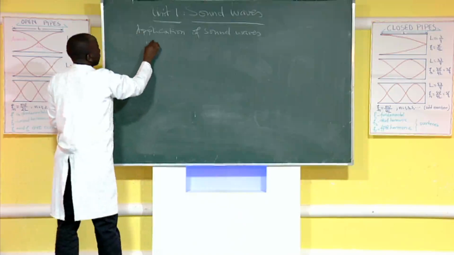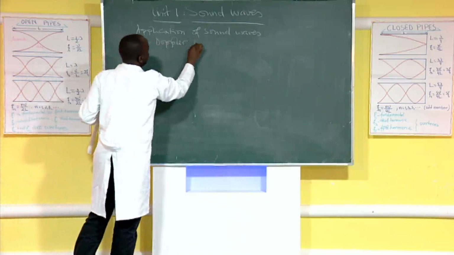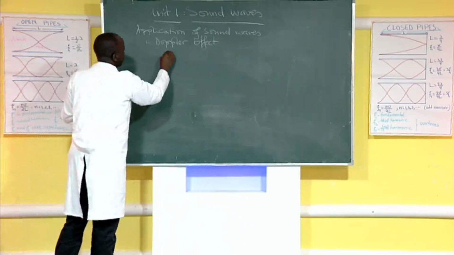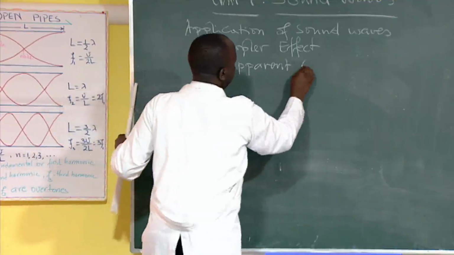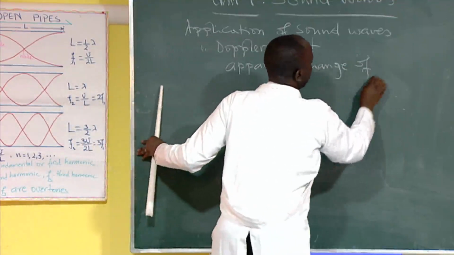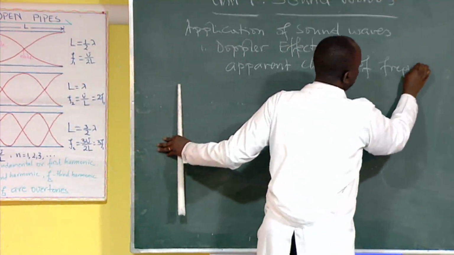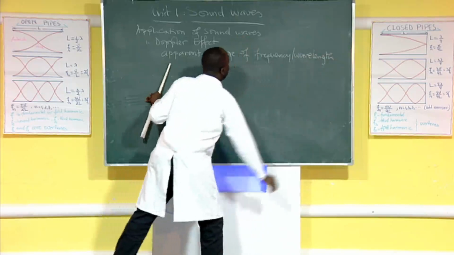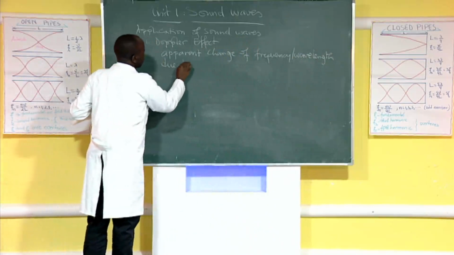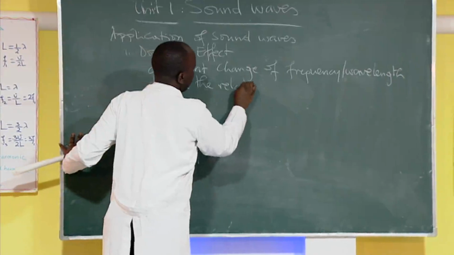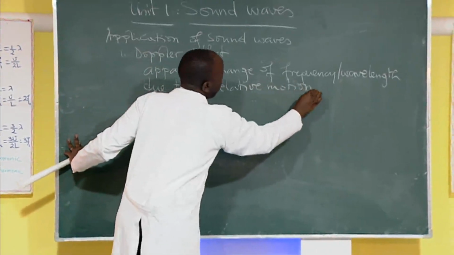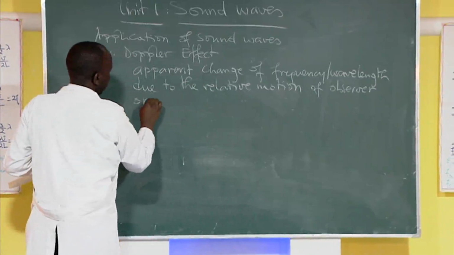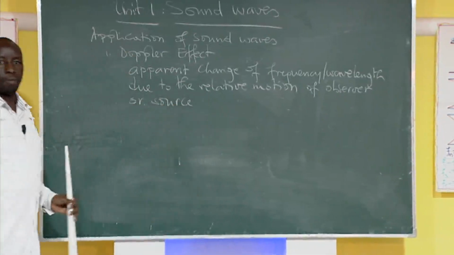So we have one Doppler effect. So Doppler effect is the apparent change of frequency or wavelength due to the relative motion of observer or source of sound. This is the definition.